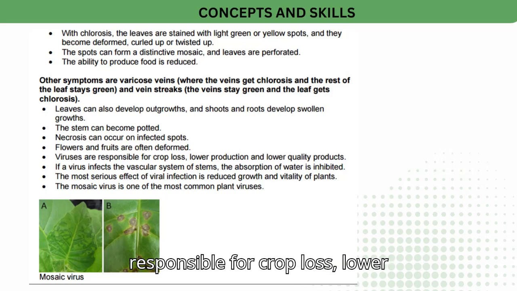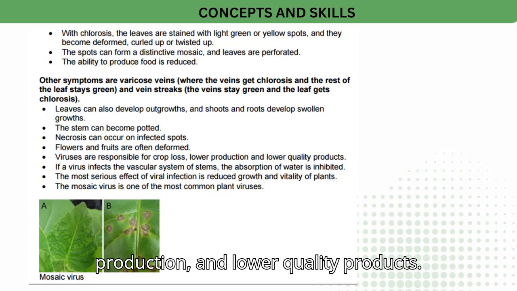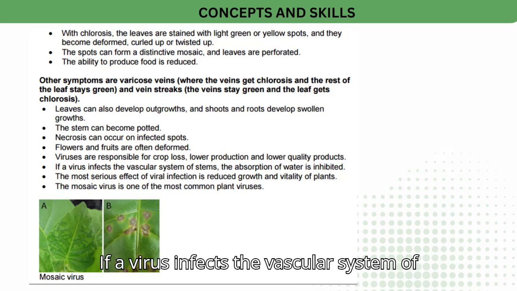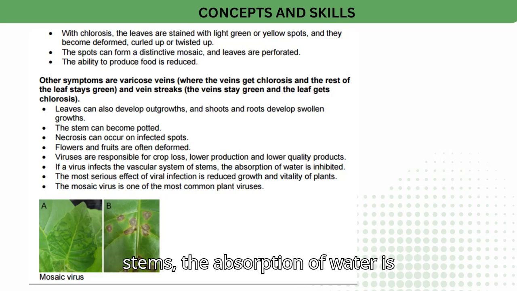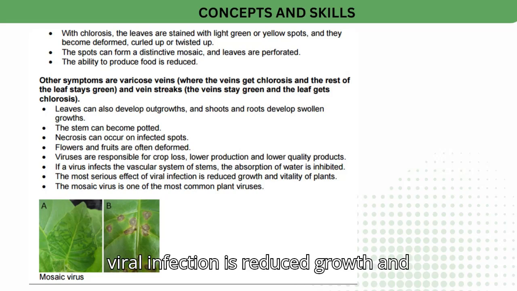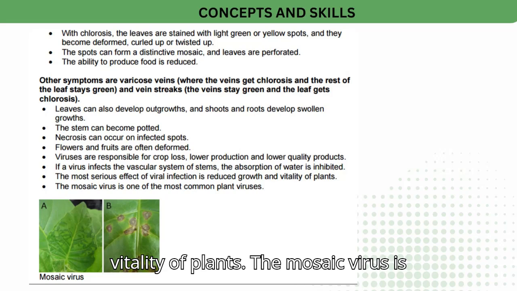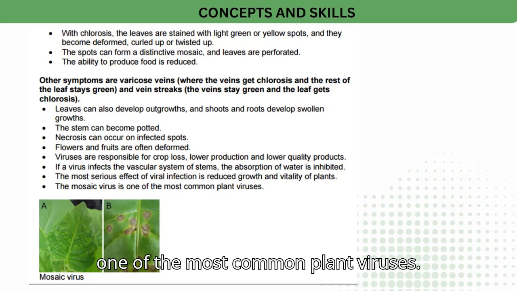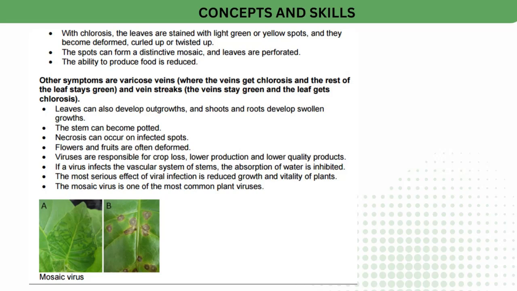Viruses are responsible for crop loss, lower production and lower quality products. If a virus infects the vascular system of stems, the absorption of water is inhibited. The most serious effect of viral infection is reduced growth and vitality of plants. The mosaic virus is one of the most common plant viruses. Mosaic virus.